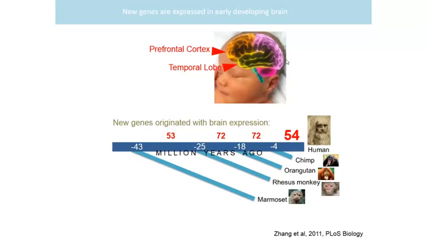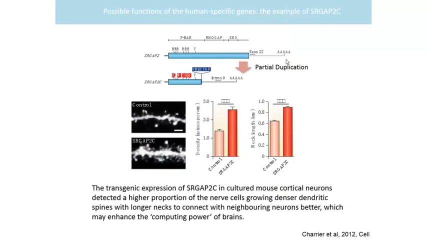So this suggests that new genes evolved in early development will regulate expression of later genes and will be involved in cognitive function. Here I give one example. A new gene in this group, which is human specific, called SRGAP2C, evolved from SRGAP2 by partial duplication.